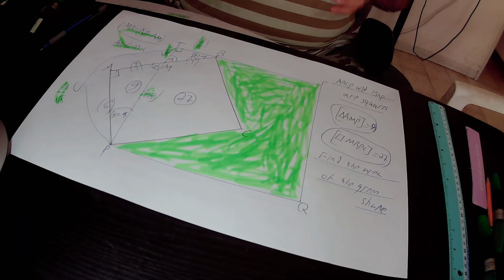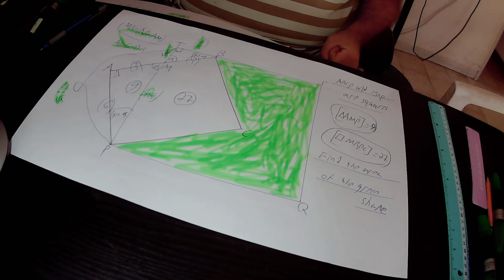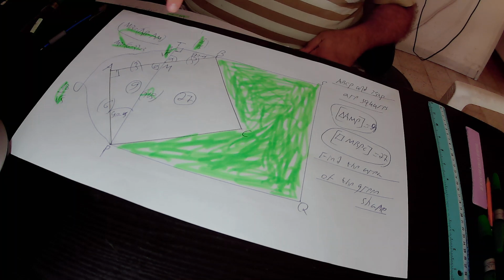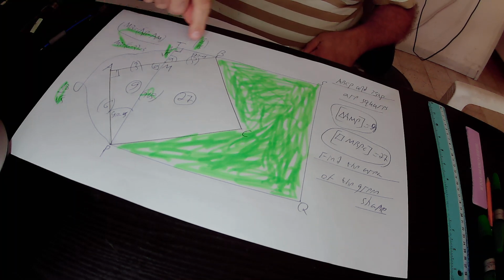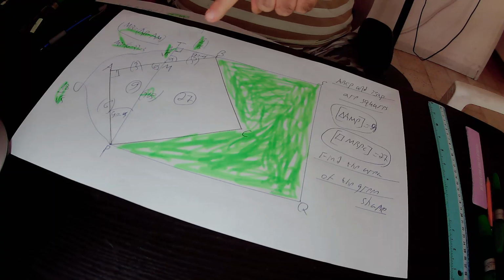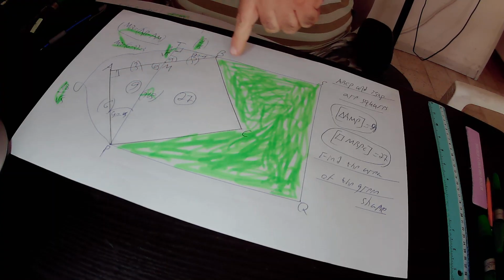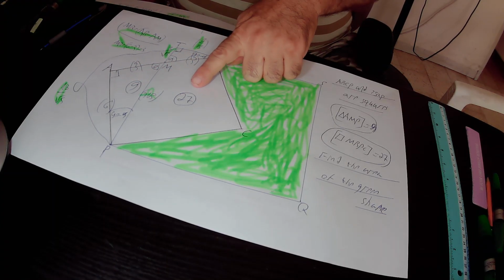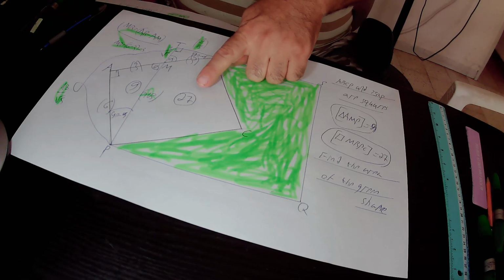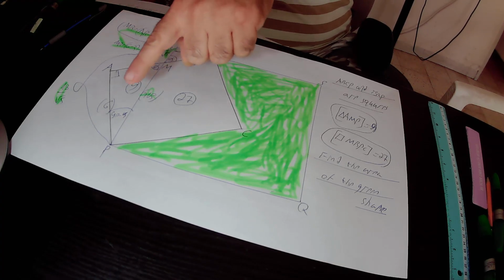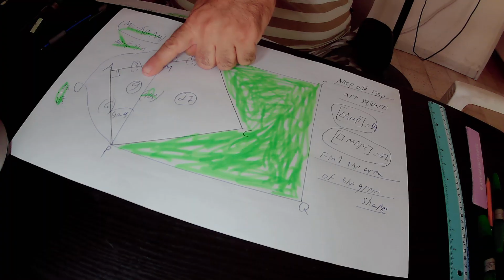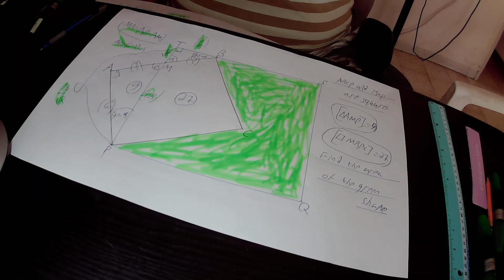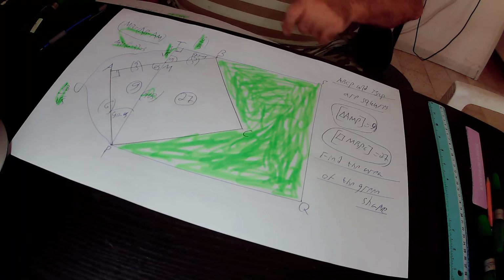Again, our task is to find out the area of this green shape. So first of all, it is very easy to see that the area of this square ABCP is equal to the area of quadrilateral MBCP, which is equal to 27 square inches in size, plus the area of this triangle AMP that is equal to 9 square inches in size. So in total, the area of this square ABCP equals 27 plus 9, that is 36 square inches in size.